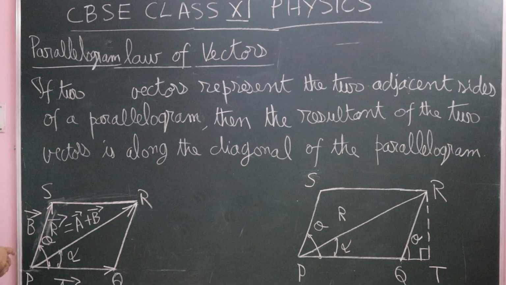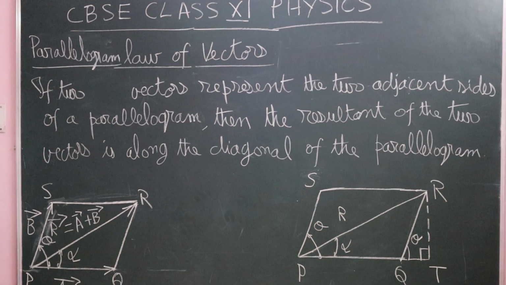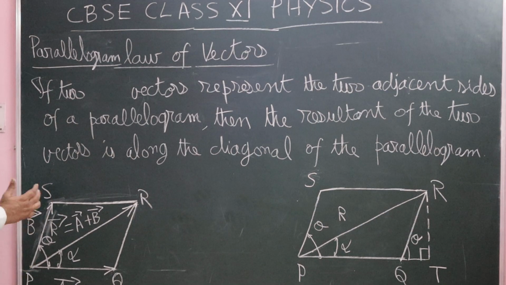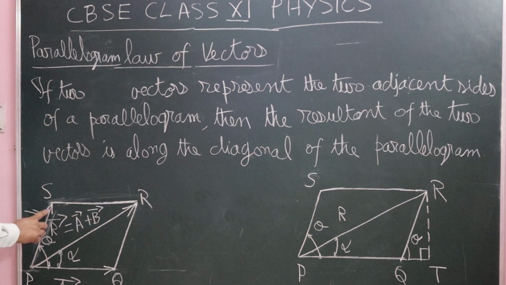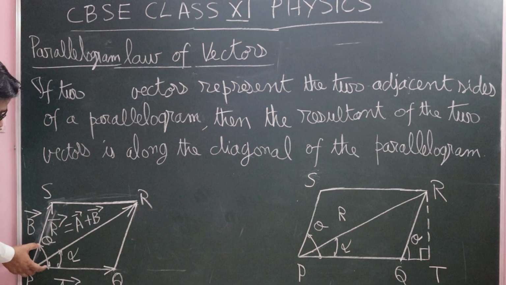Consider a parallelogram PQRS. PQ is one side, PS is another adjacent side. PQ is the A vector, PS is the B vector. These two vectors are along the two adjacent sides of a parallelogram. The B vector is along PS, the A vector is along PQ. The angle between the two vectors is theta.